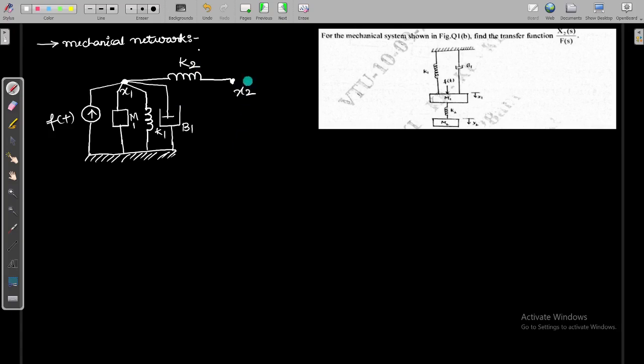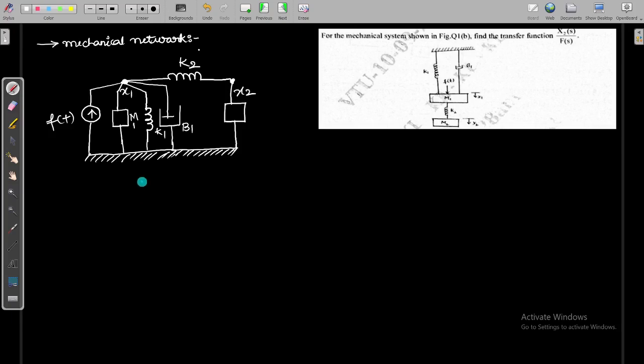Next, for the x2 node you will have only one mass, so you have to connect only one mass. So this is the drawing of the mechanical network. We have drawn the mechanical network, but it was not asked in the question.